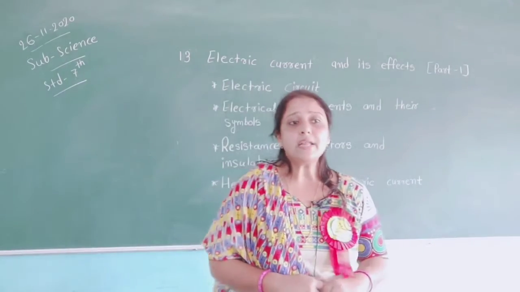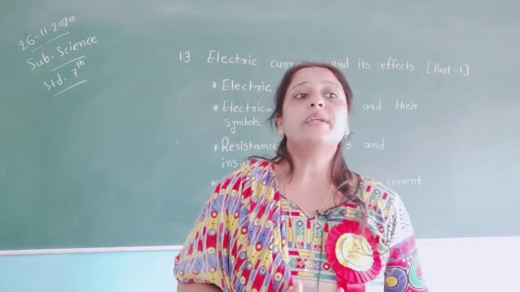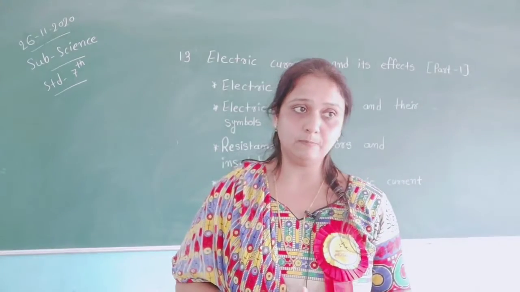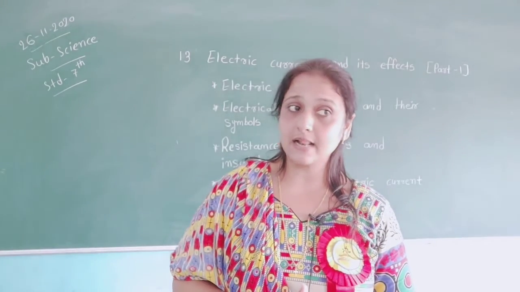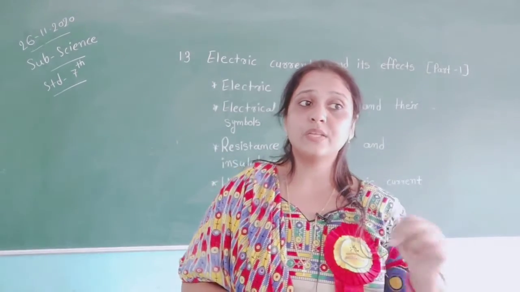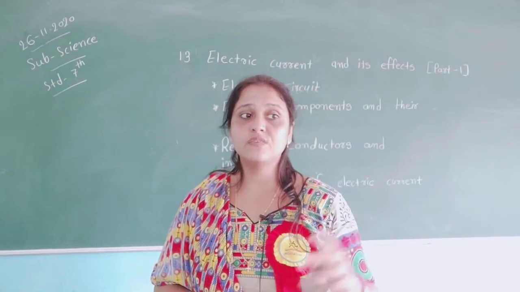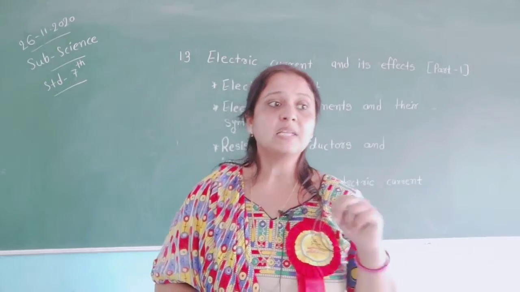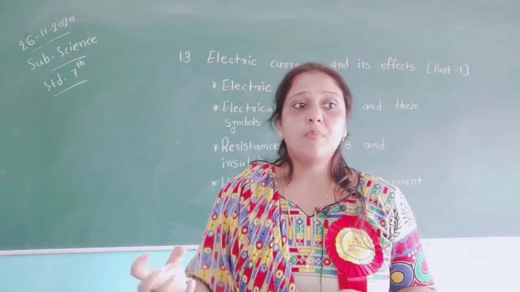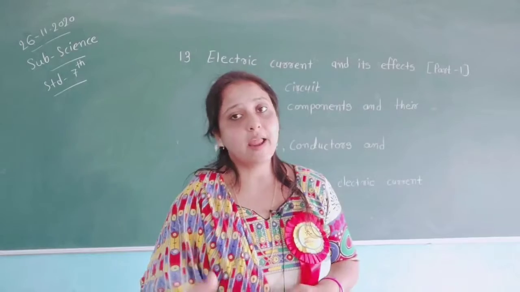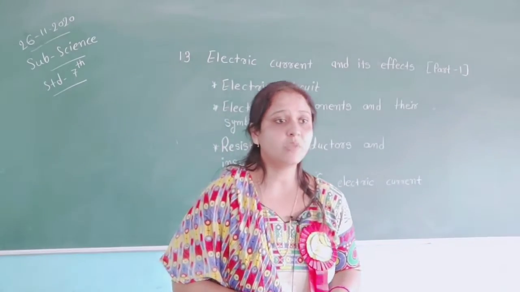Now table 13.1. In this table, electric components and their symbols. You can see the electric cell first, then its symbol. Then the switch in on position, then battery. Then also the electric bulb, switch in off condition, and wire. You can observe this table in your textbook.